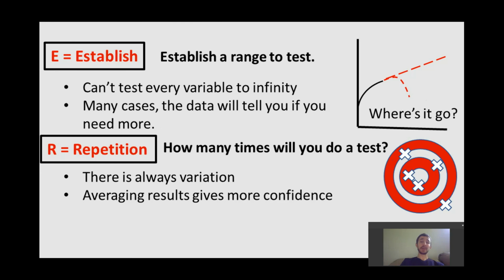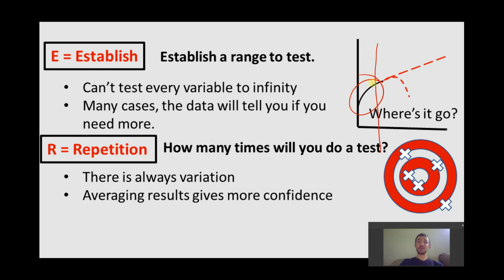Okay, E. E is for establish, and this is going to be establish, arrange to test. Now let's say that this is the data that you've actually tested so far. Well, you don't really know what happens. Is it going to drop down now? Is it going to kind of level off and continue to increase? You don't know. But you can't test your variables to infinity. You just can't go that far. And so you're going to have to stop at some point. In this case, we really don't have enough information to know where it's going to go next. So we would want to go until it plateaus or drops back down until we see some sort of change.